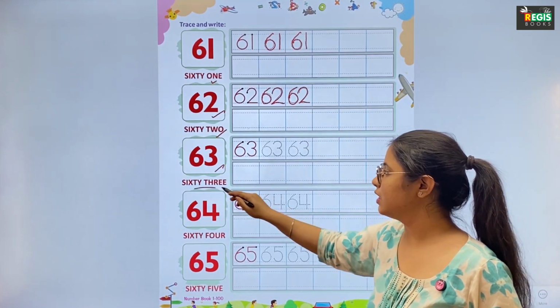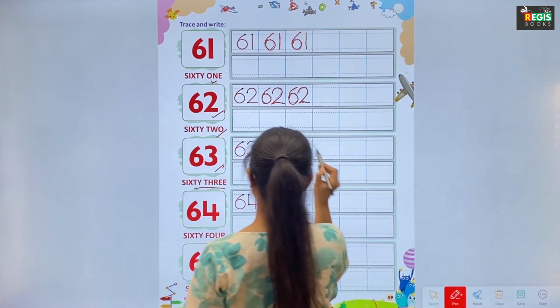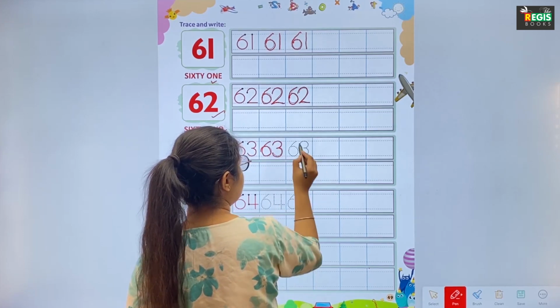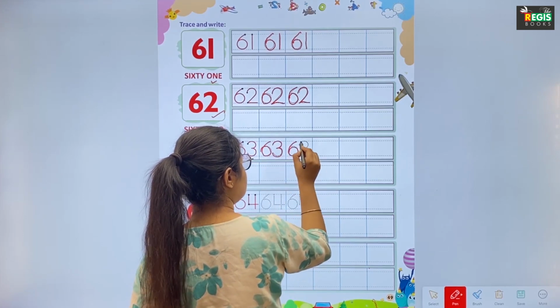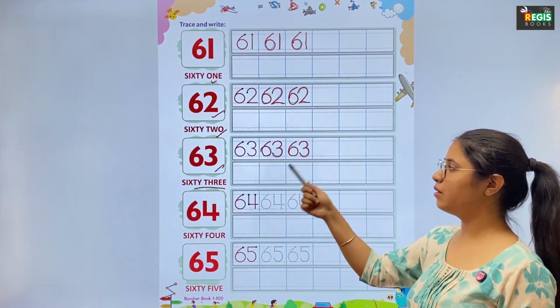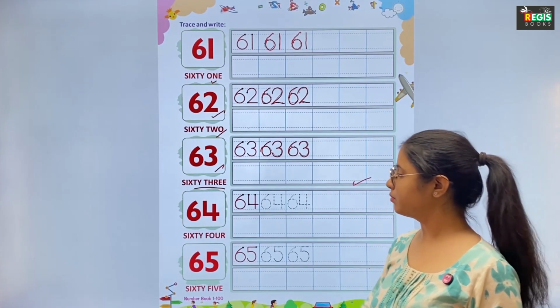6, 3, 63. 6 and 3 together. So kids, write the number 63 in the rest of the boxes to practice it.